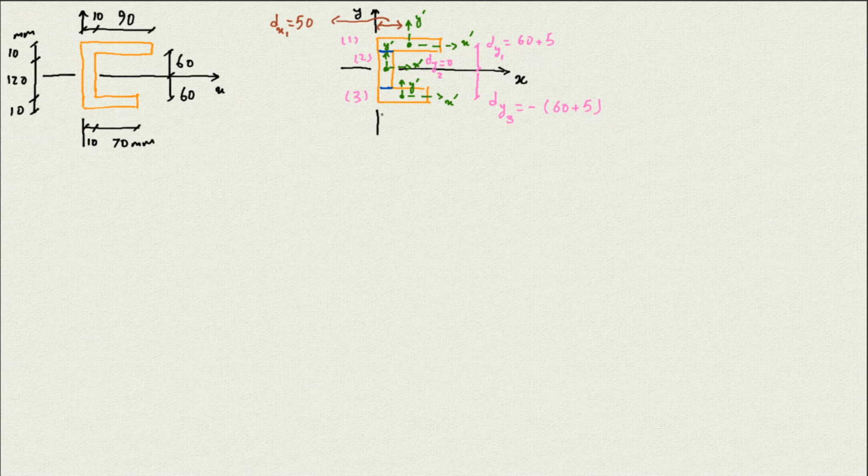And for the bottom part, it's going to be d sub x3, the distance between the y prime and y, and half of this length, which is going to be 40. And then we have this tiny distance between the y prime here and the y axis, and it's going to be d sub x for the middle part, which is 5 millimeters.